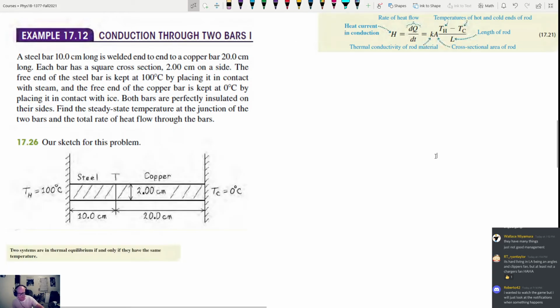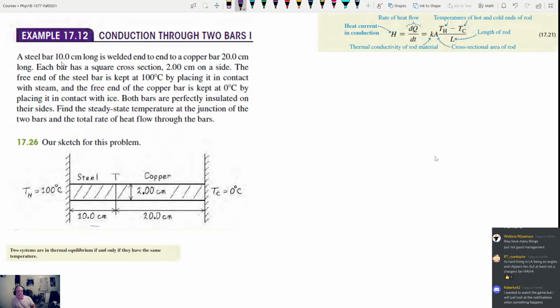Alrighty. So in this problem, we have this wall, and it's like a reservoir, and it has a temperature of 100 degrees Celsius. Over here, you have a temperature of 0 degrees Celsius. And in between, we have two bars. This one is steel, and this one's copper. The steel one is 10 centimeters long. The copper one is 20 centimeters long.